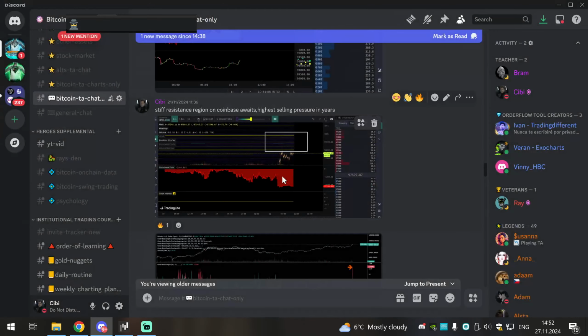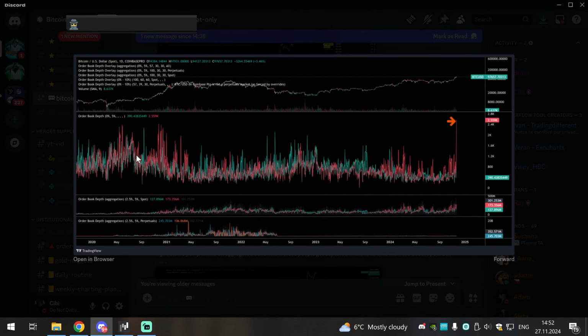Coinbase alone, look at that, so many walls. Coinbase alone had the highest selling pressure in years. The last time we had such selling pressure was 2021. Thousands of bitcoins just on one exchange. So you need so much retail to flood in and break this 100k barrier. It can be broken later, but for now, this pressure.